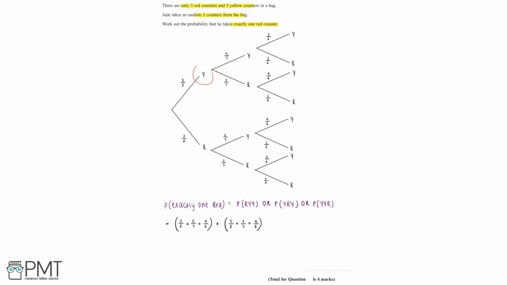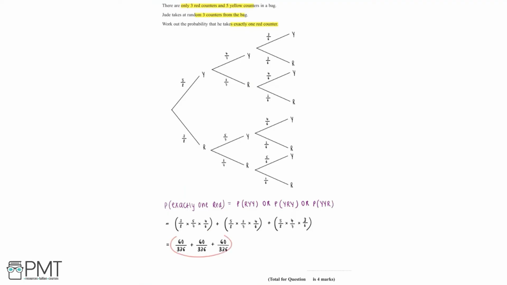To follow yellow, red on our diagram, we'll do 5 over 8 multiplied by 4 over 7 multiplied by 3 over 6. Now let's simplify. 3 over 8 multiplied by 5 over 7 multiplied by 4 over 6 is equal to 60 out of 336. 5 eighths multiplied by 3 sevenths multiplied by 4 over 6 is also equal to 60 over 336. And 5 over 8 times 4 over 7 times 3 over 6 is also equal to 60 over 336.